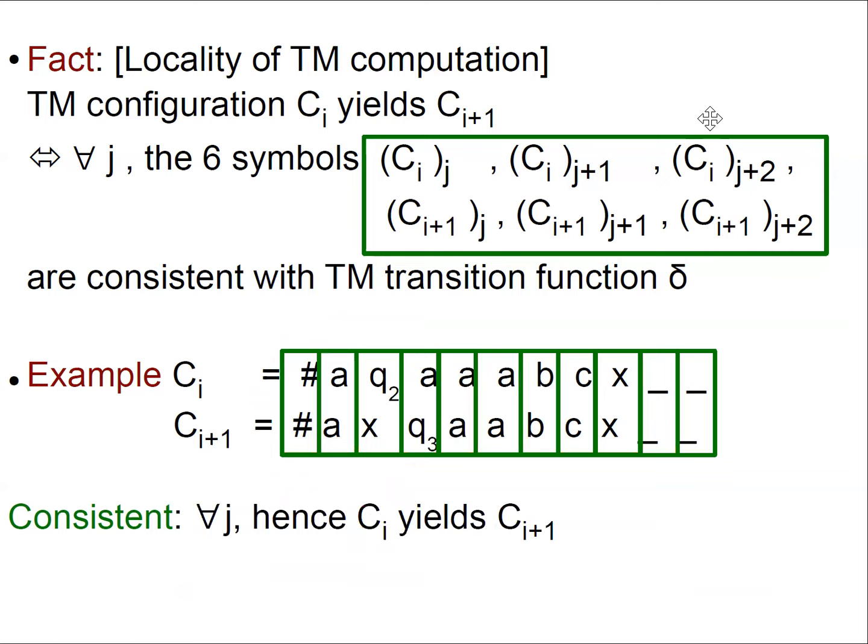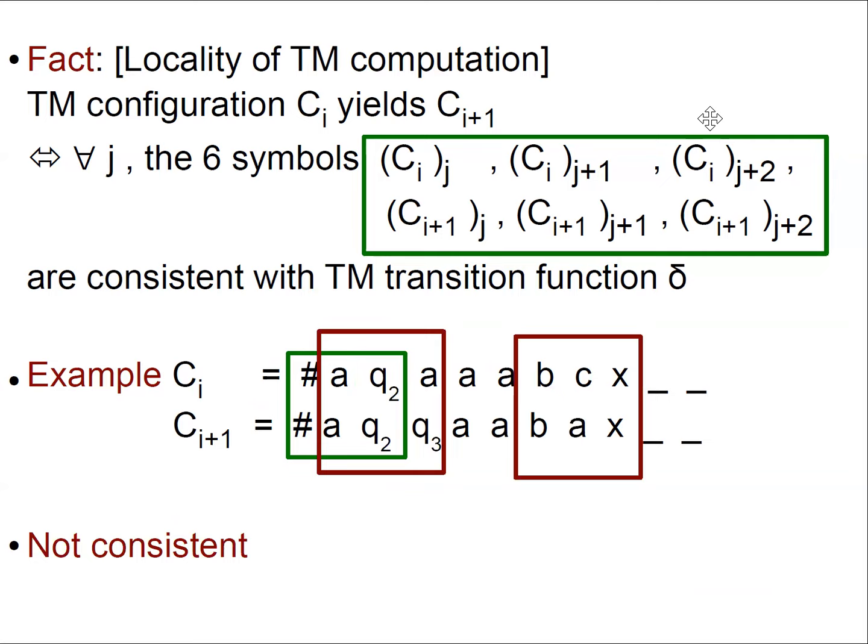If for every J, this 2x3 window with six symbols is consistent with delta, then CI yields CI plus one. Otherwise, there could be some bogus configuration that does not pass the checks.